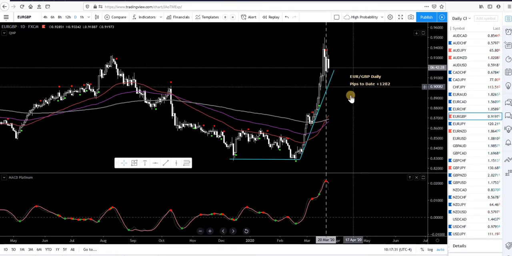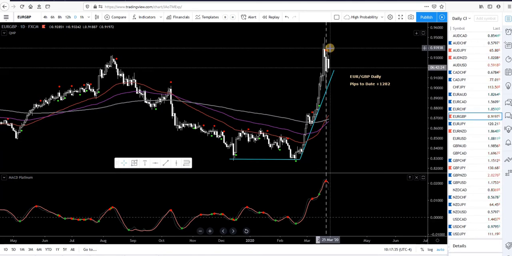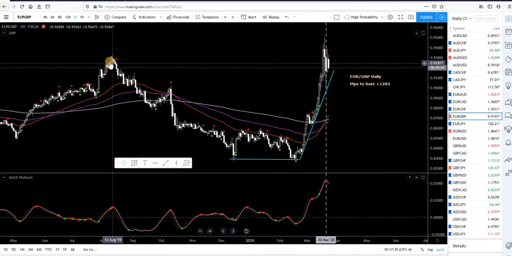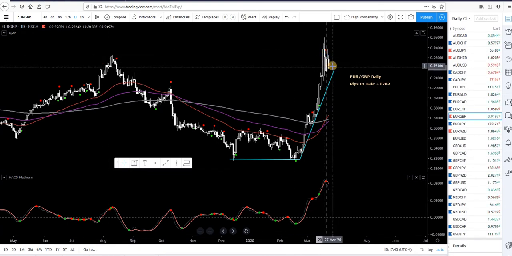Euro Pound, this is another one of these pairs that I got a sell signal. I didn't take it. The risk was a little bit high. I could have probably considered this high here. Sort of didn't really push through it. Probably could have taken this sell.